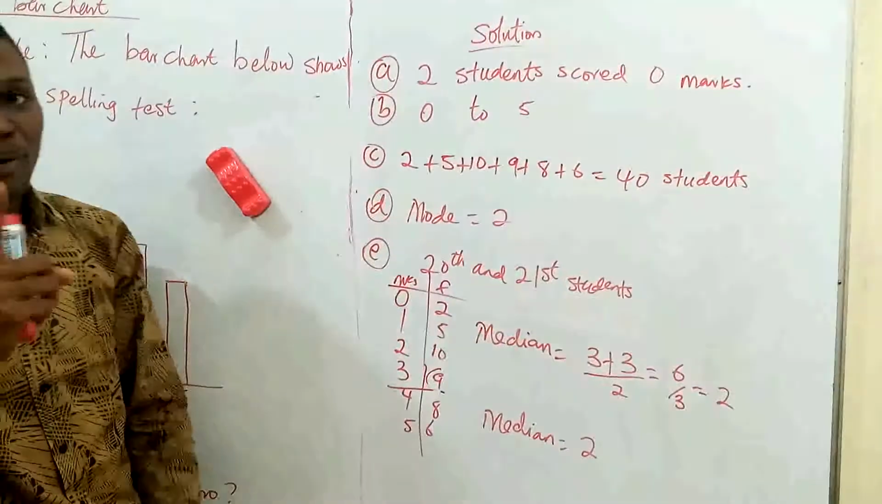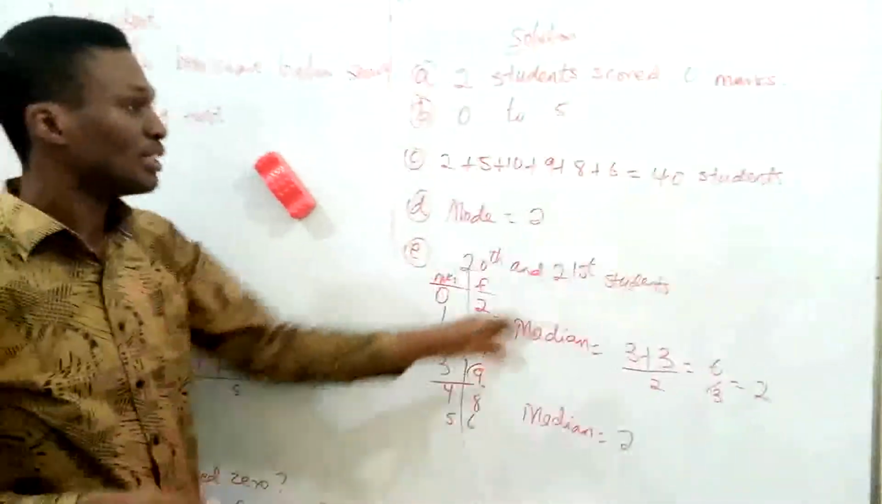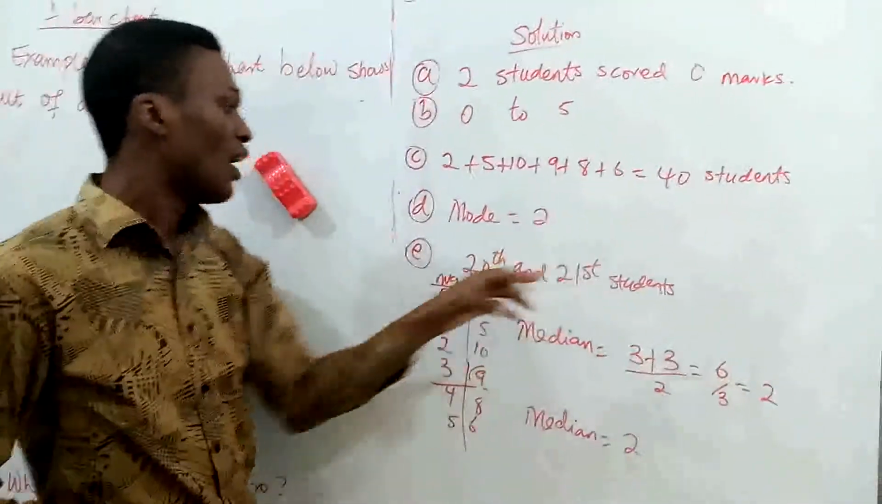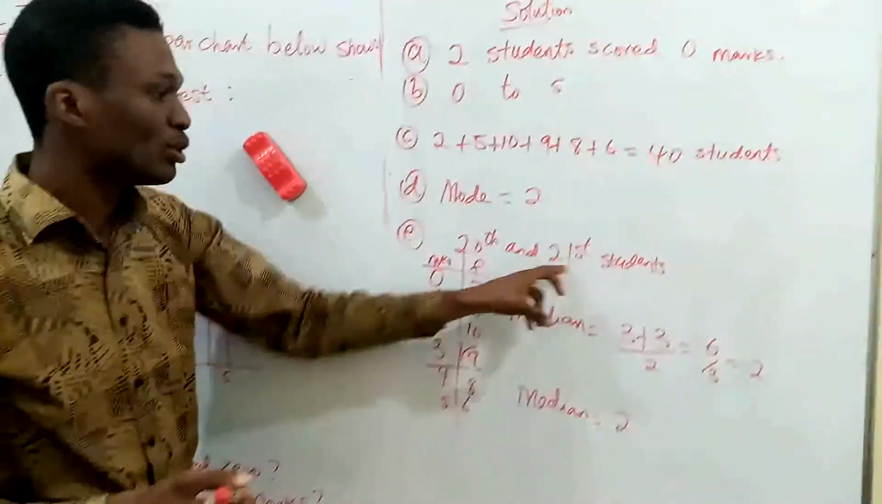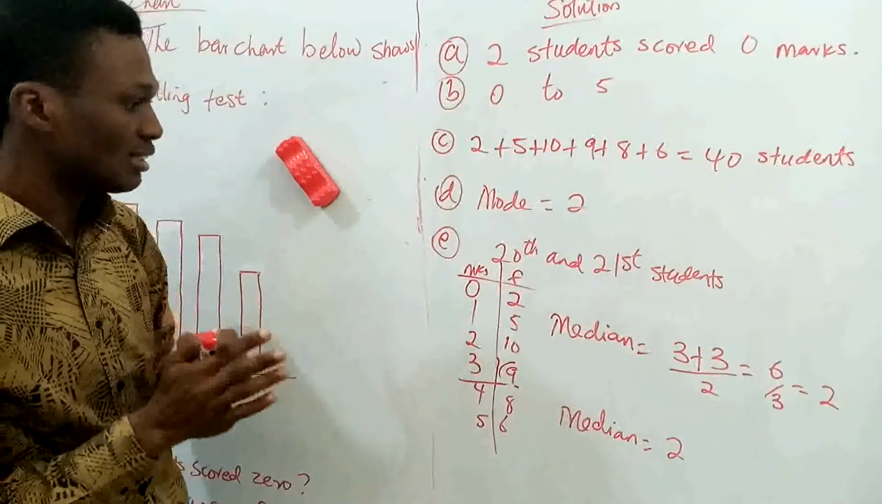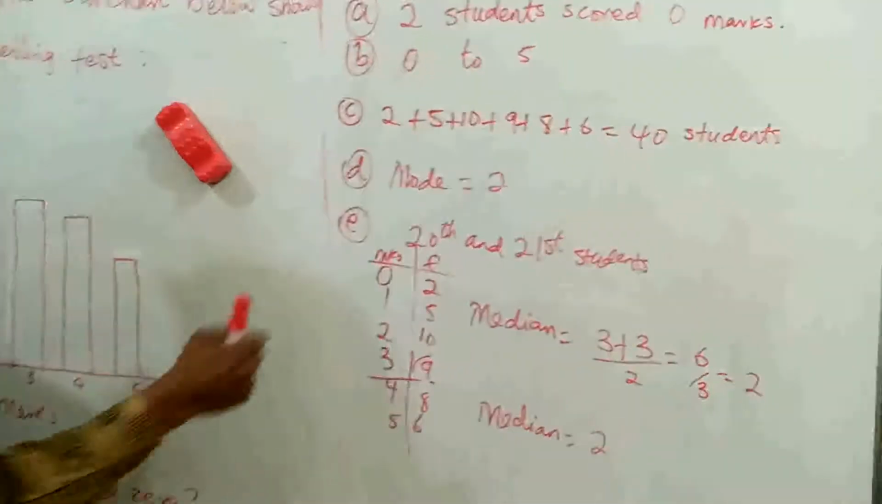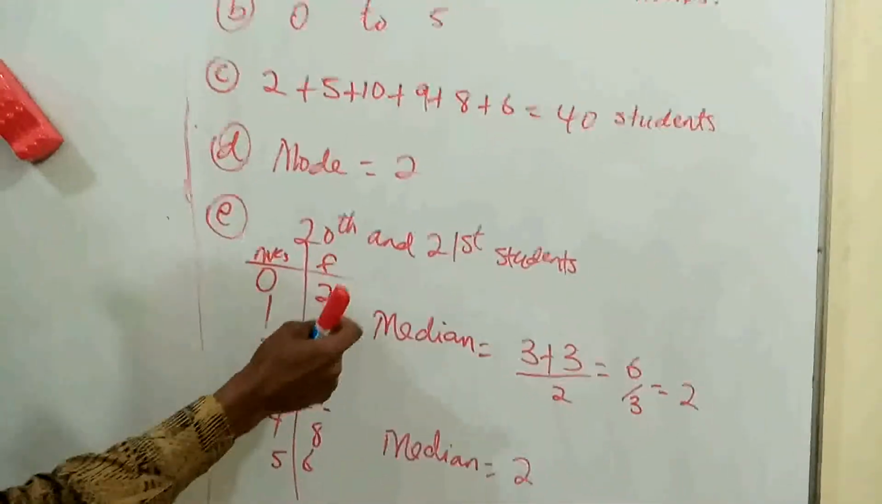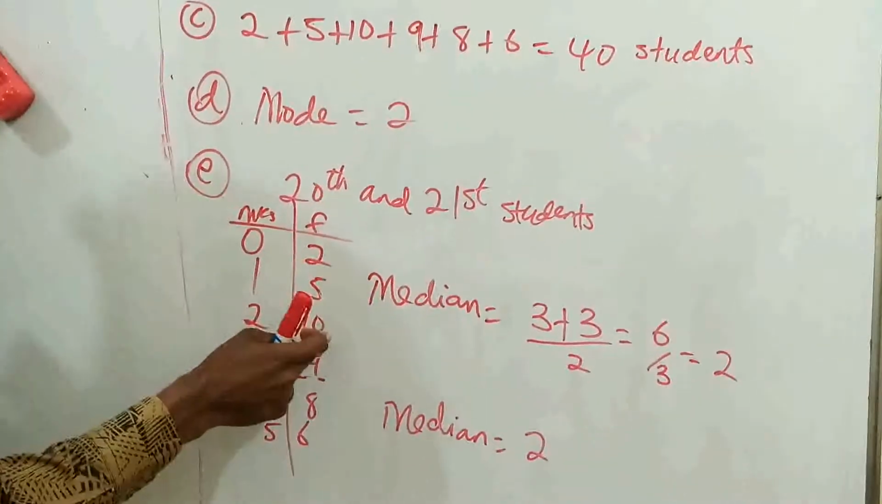If we have an odd number, we have just one middle number. But since we have an even number, 40, our middle numbers will be 20 and 21. So for the 20th and the 21st student, we now check their scores, their marks. That's why I prepared this table. 0 marks, we have 2 students. 2 plus 5 is 7. 7 plus 10 is 17.